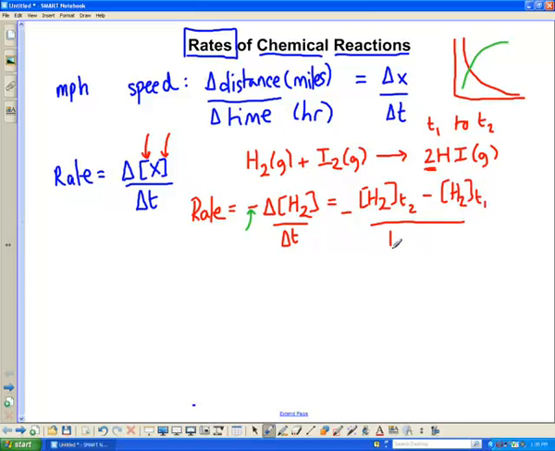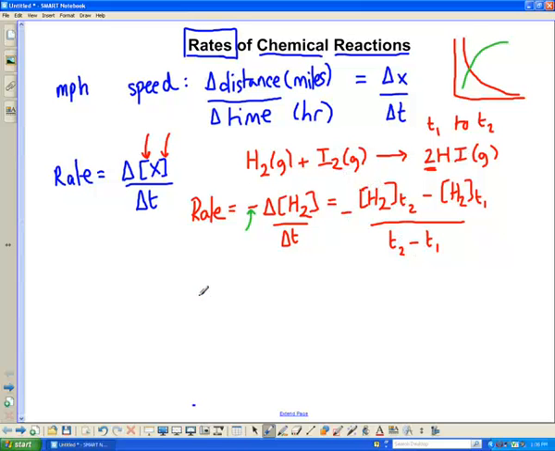The times, of course, are going to be t2 minus t1. A lot of times you'll see that t1 is 0, because the rate will be asking about from the start to this point. But that's the formula to figure out the rate of a reaction with respect to a product, with respect to a reactant, by the way.